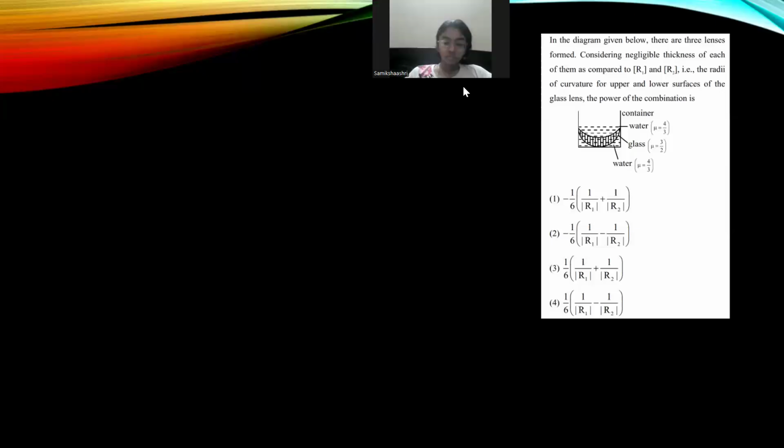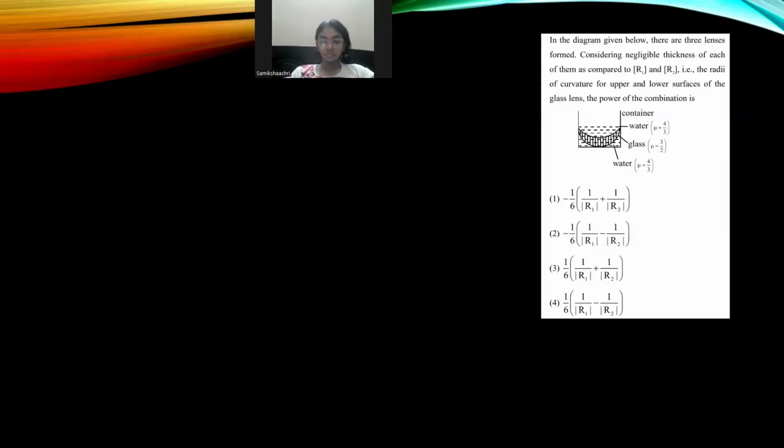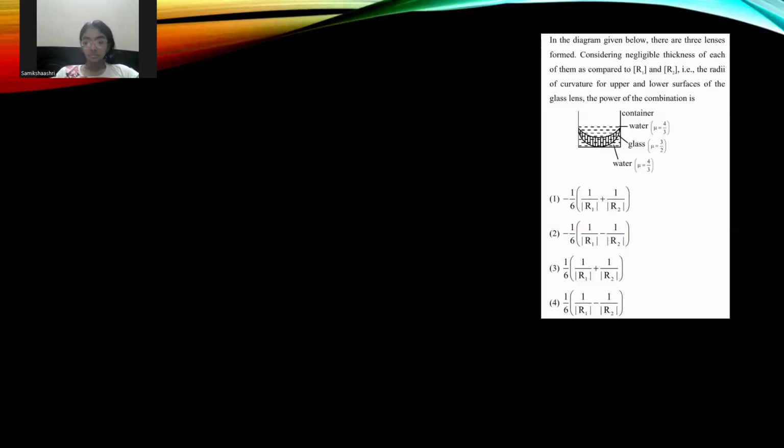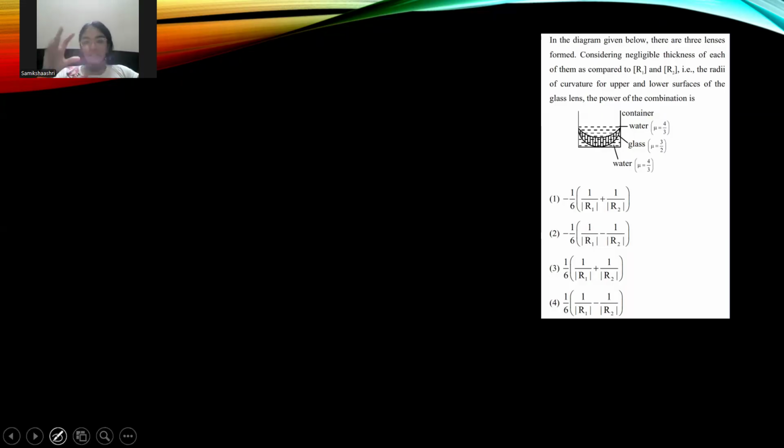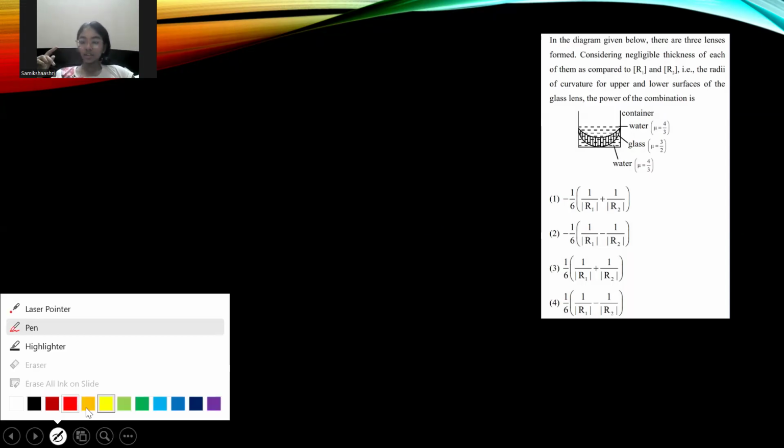What is your doubt in this question? First of all, I just want to know where you are stuck. Sir, if they are giving these two mediums and immersing this glass in water, I get confused about which is N2 and which is N1, which one we should take. I just want you to explain this formula.